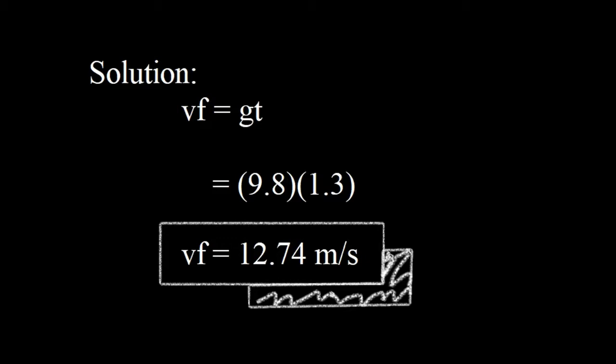Now let's move on to our solution. First, let's write the equation. Vf equals gt. Then let's substitute g with 9.8 and t with 1.3, since that is our given. Then let's multiply it. We then come up with the answer 12.74 meters per second. Meters per second is the unit for Vf. Never forget that. So our answer is Vf equals 12.74 meters per second. And that's the end of our first example.